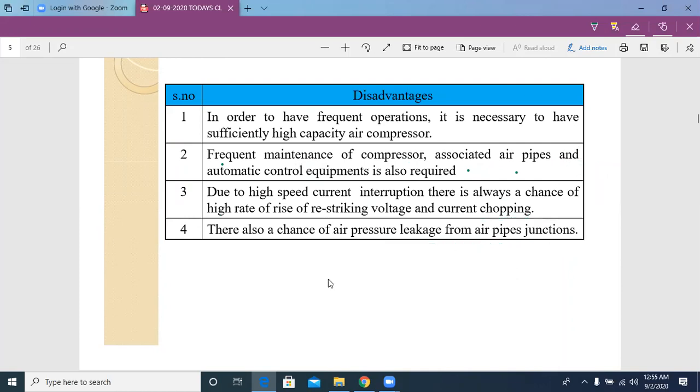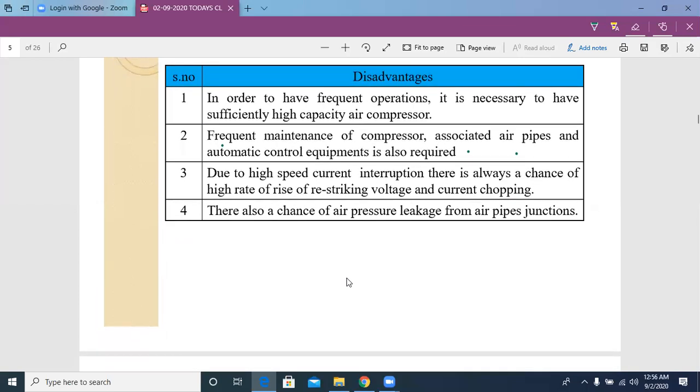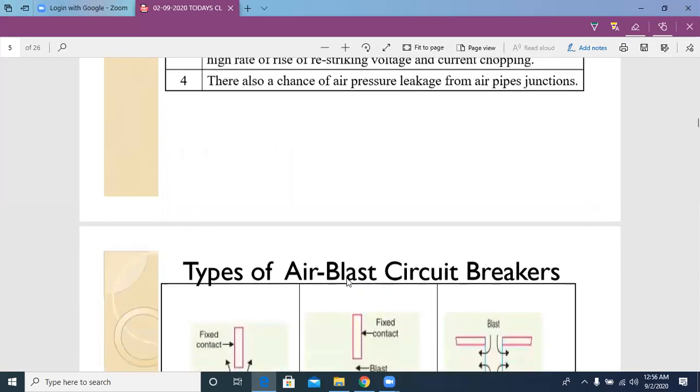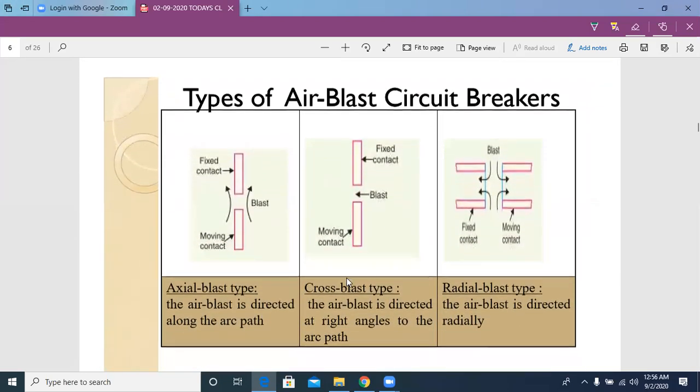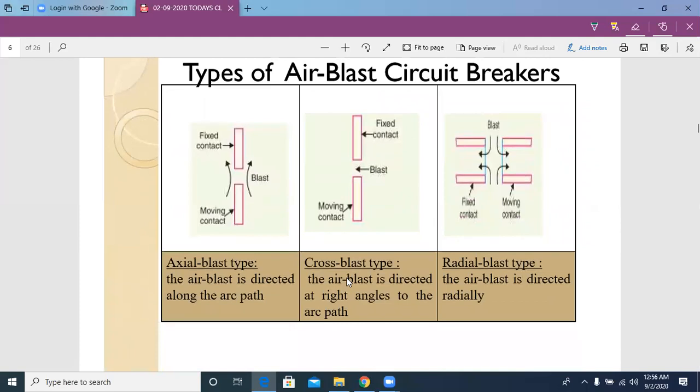Up to now we saw some advantages and disadvantages of air blast circuit breakers, and now we go for the types of air blast circuit breaker. Depending on the direction of air flow compared with the arc direction, we can classify it into three types.